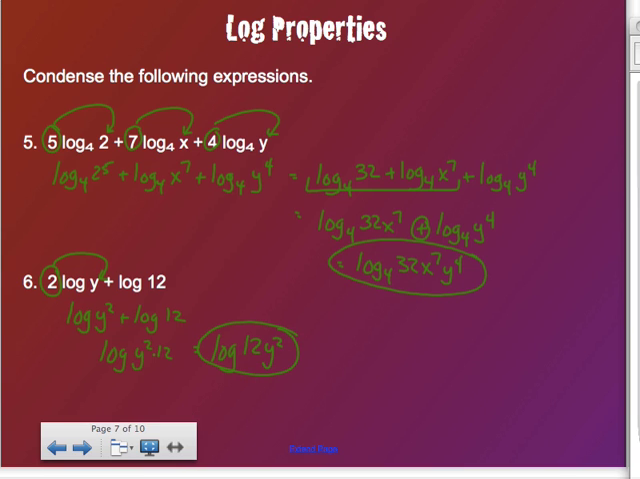Okay, tomorrow on your homework, you're going to be asked to condense and expand. Expand means get as many logs as you can. Condense means get it down to 1.